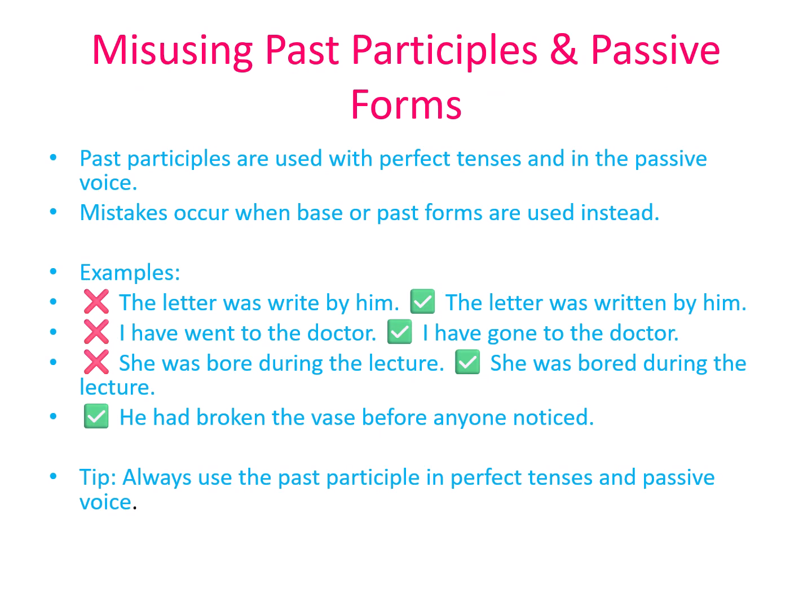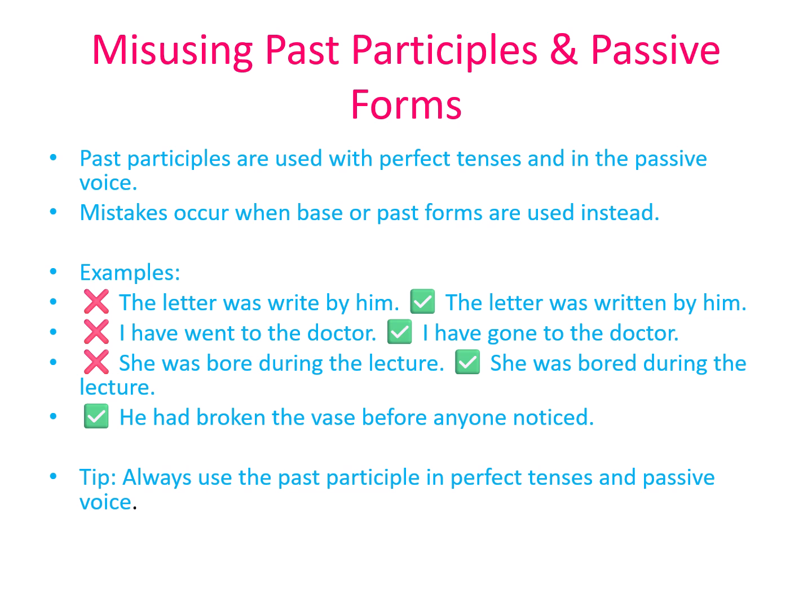Another common verb form mistake involves past participles, especially in perfect tenses and passive constructions. A past participle is the third form of the verb, used with auxiliary verbs like has, have, or had, and in the passive voice. Errors happen when learners mistakenly use the base or past tense instead. For example, "the letter was right by him" is incorrect. That's a passive construction, so the correct past participle written must be used, "the letter was written by him." Similarly, "I have went to the doctor" is incorrect. Since it's in the present perfect, we need the past participle of go, which is gone, "I have gone to the doctor."